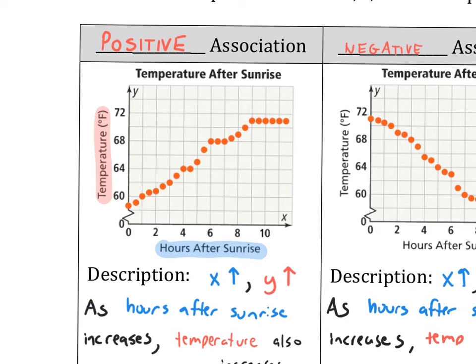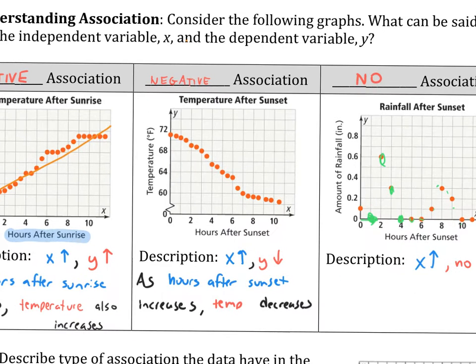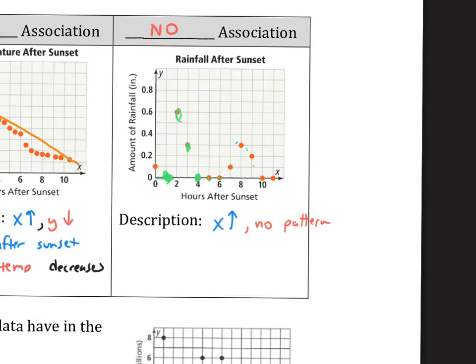Notice with this one, I can sort of sketch a line that kind of describes it, right? This one here, I can sketch a single line that describes it. This one here, there's not really a line that works. So there is no real description. The description is there's no association. There's no relationship between the hours after sunset and the amount of rainfall.